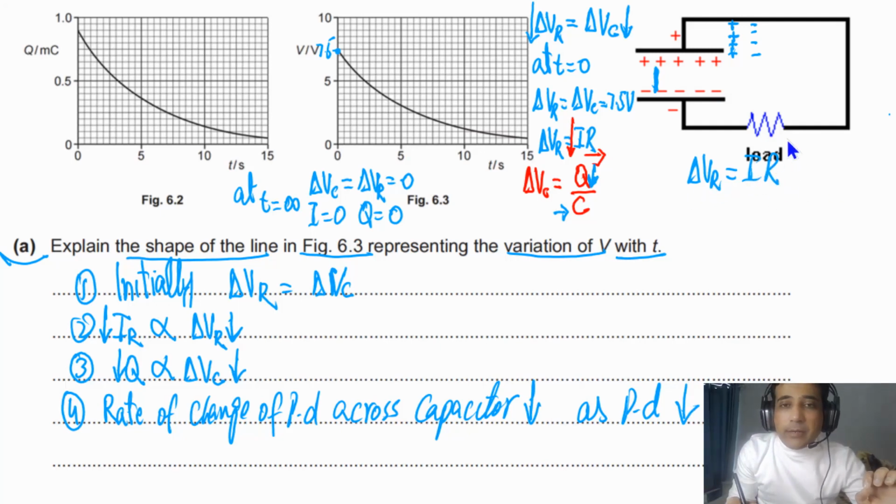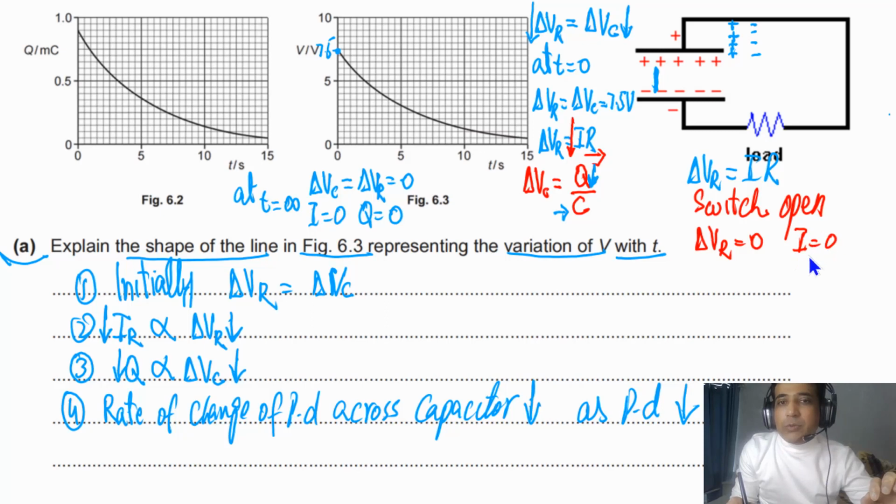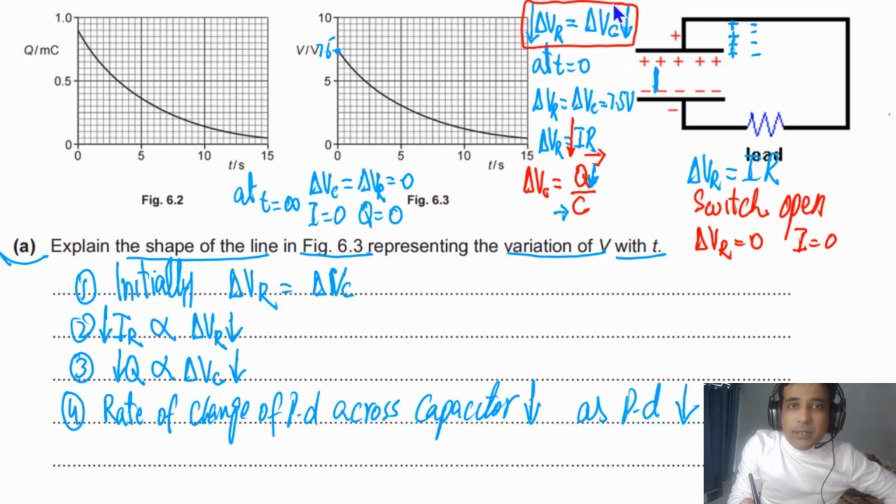And the last point I want to explain to you is, when the switch is open, at that moment, what is the potential difference across the resistor? I hope you will say the potential difference across the resistor will be equal to 0, because when the switch is open, I passing through the resistor is 0. It means at that moment delta V across the resistor is equal to 0. But when we close the switch, PD across the resistor and PD across the capacitor are the same, as we have discussed here. So if you have this much understanding of discharging of a capacitor, you can answer this question easily.